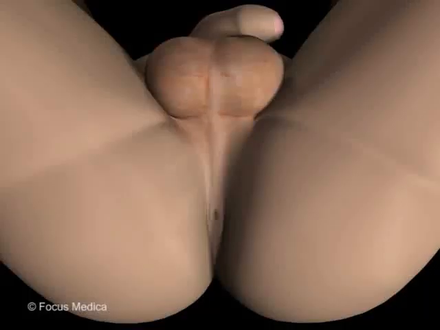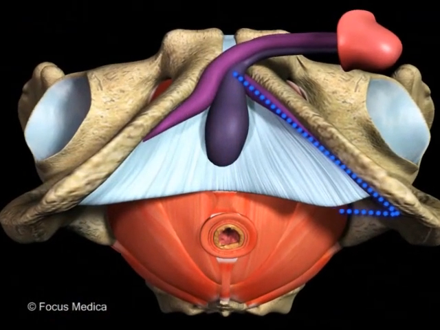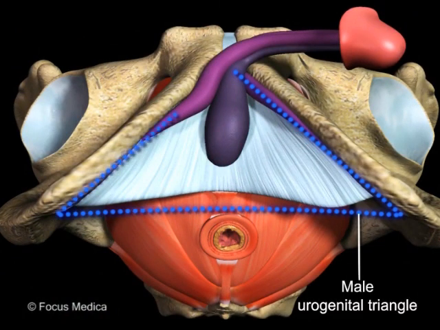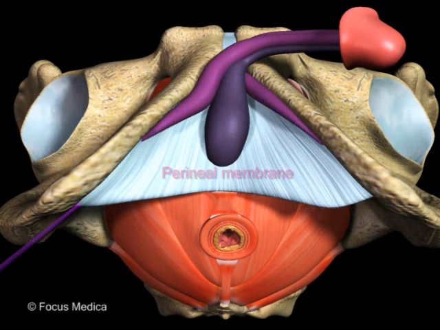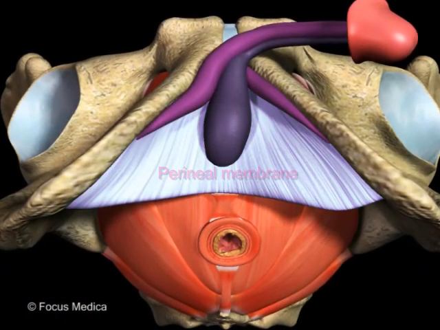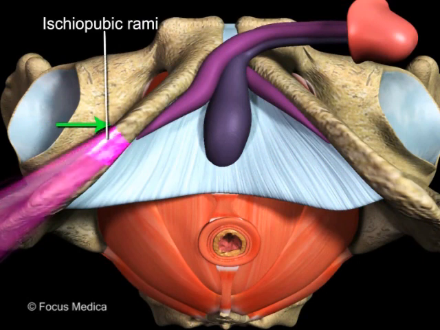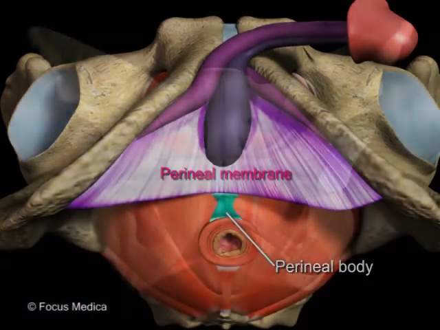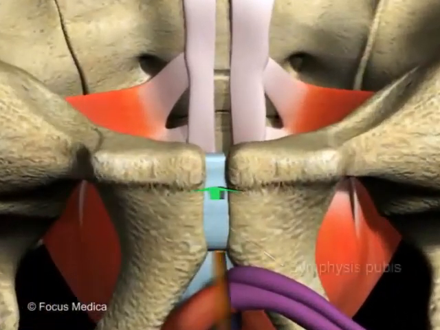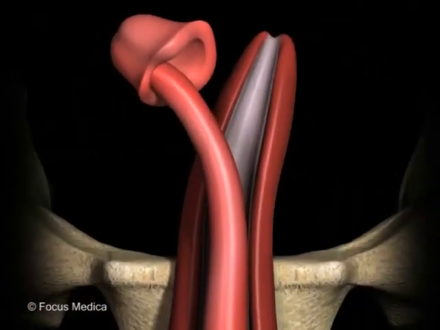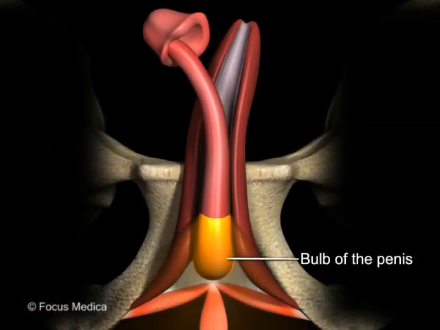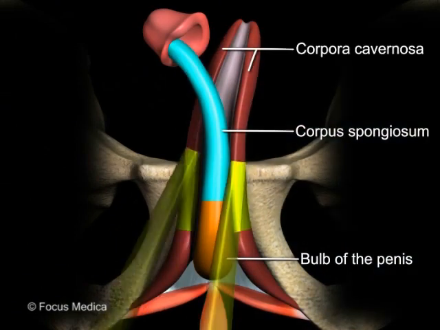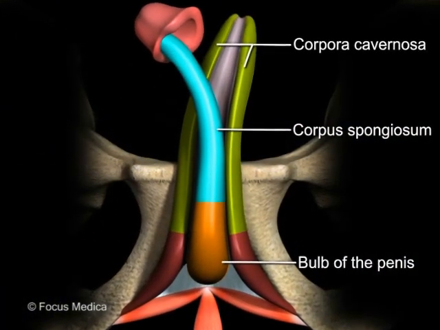The superficial perineal space is a triangular surgical space in the male urogenital triangle. Its roof is the perineal membrane, and its floor is the skin and superficial fascia. It is bounded laterally by the ischiopubic rami, while posteriorly it is sealed by the perineal body, where it merges with the perineal membrane. Anteriorly it is limited by the symphysis pubis. The spongy part of the urethra, bulb of the penis, corpus spongiosum and corpora cavernosa are the principal contents.